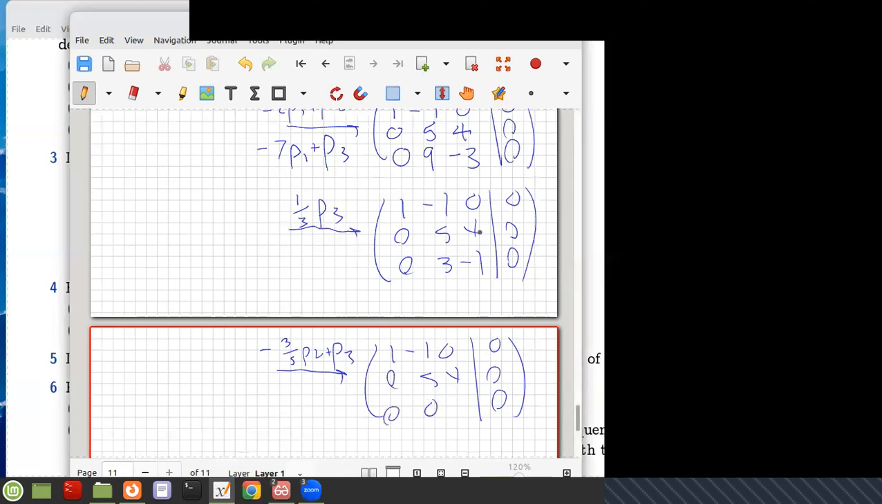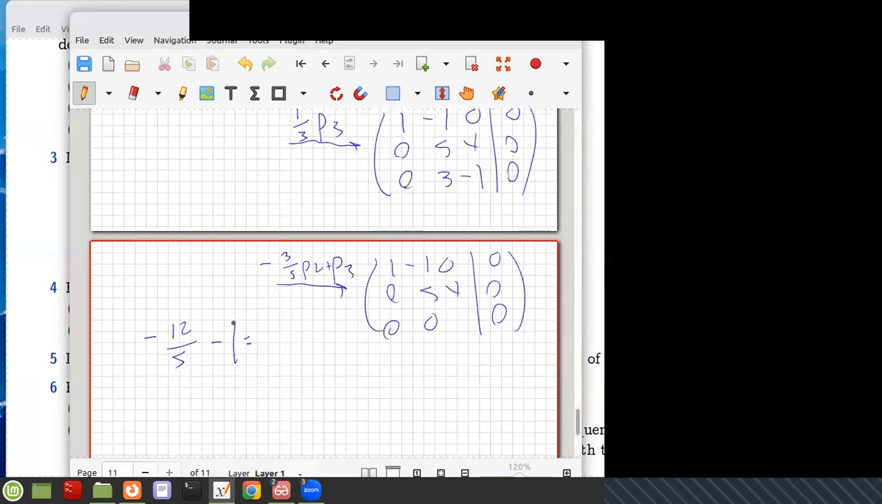And this is going to be, let's write it out, minus 12/5. Minus 3 times 4 is minus 12/5 plus minus 1, which equals 5 over 5. So it's going to be minus 12 minus 5, which is minus 17/5, unless I've made some kind of mistake. But it doesn't really matter because this is in echelon form, and all variables are leading.